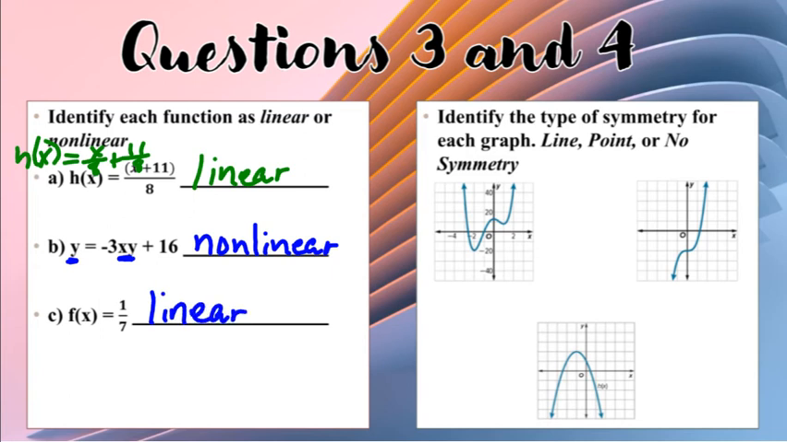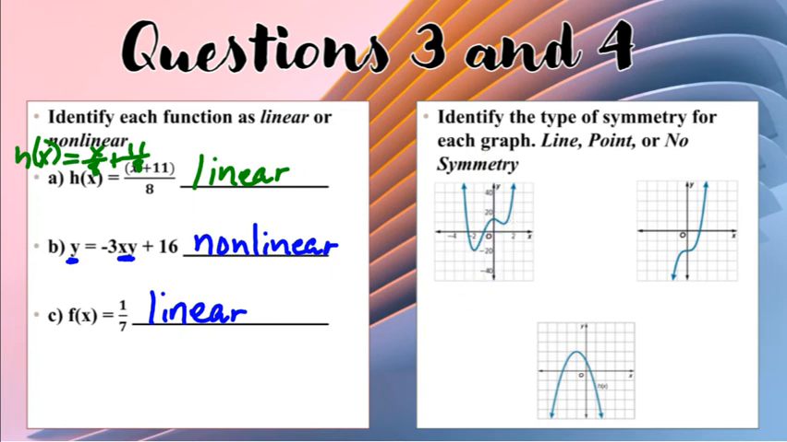Question 4. Identify the types of symmetry for each graph. Your choices would be line symmetry, point symmetry, or no symmetry. So number 4, this first one, upper left-hand corner, if we were to cut this in half vertically like this, they're not the same on both sides. We know it cannot be line symmetry.